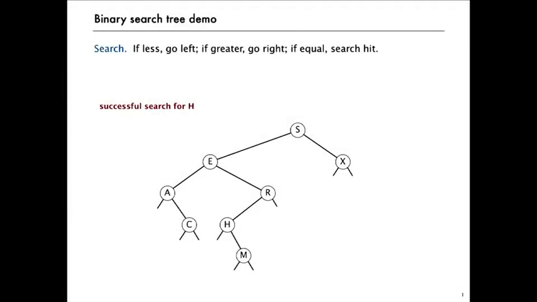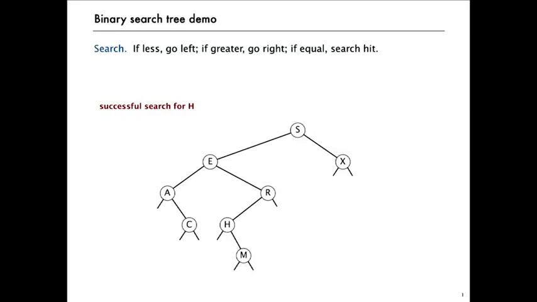So there's a tree. S is at the root. Everybody to the left is less than S. Everybody to the right is bigger. So this is a dynamic data structure that follows the same rule as binary search.